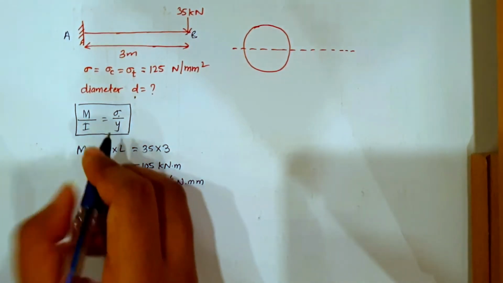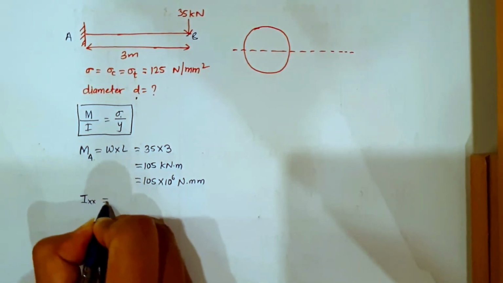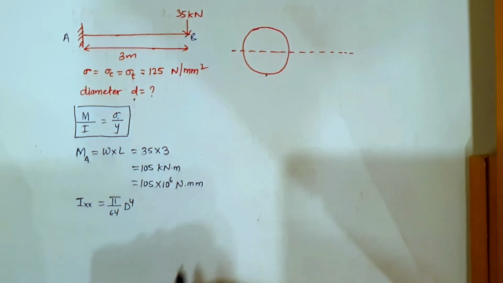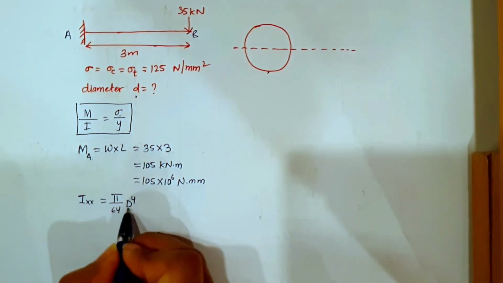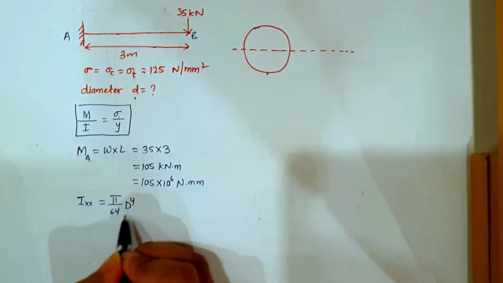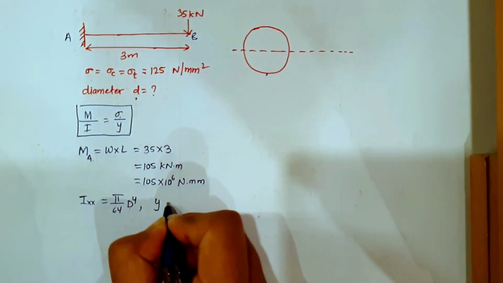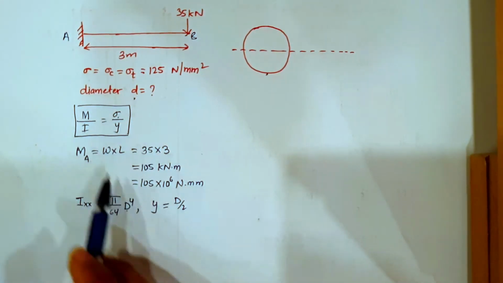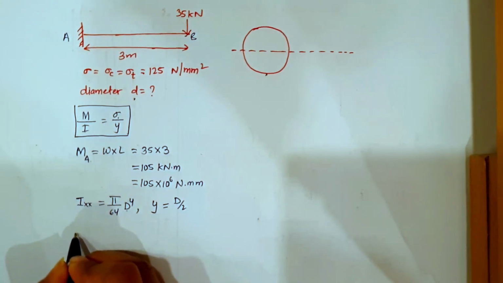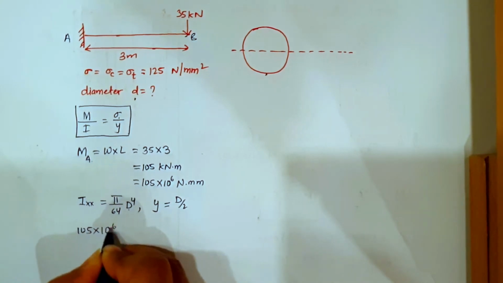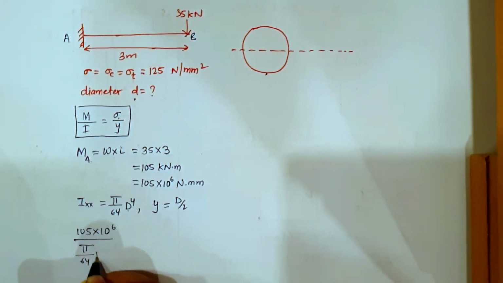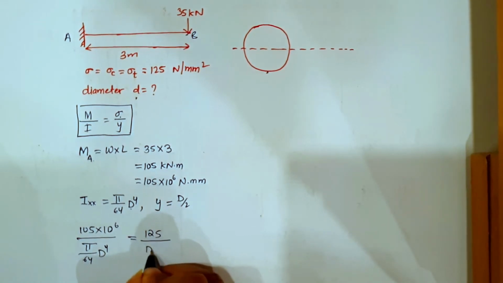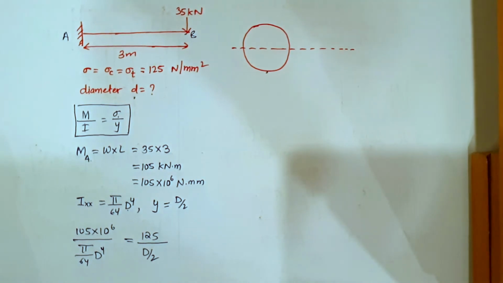Okay, now let us find moment of inertia, Ixx, for a solid circular section, which is equal to pi by 64 d raised to power 4. Now we do not know d, so we will leave it as it is. Let us find y. Y will be equal to d by 2. Again, we do not know the value of d. Now let us put all these values in this formula and find M. We got 105 into 10 raised to power 6, I is pi by 64 d raised to power 4, equal to sigma which is 125 divided by y which is d by 2. So this is what we are getting, right?